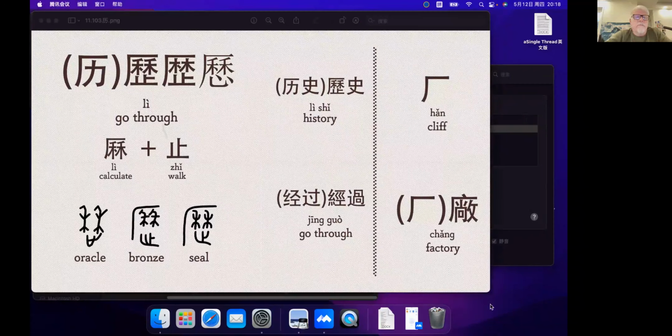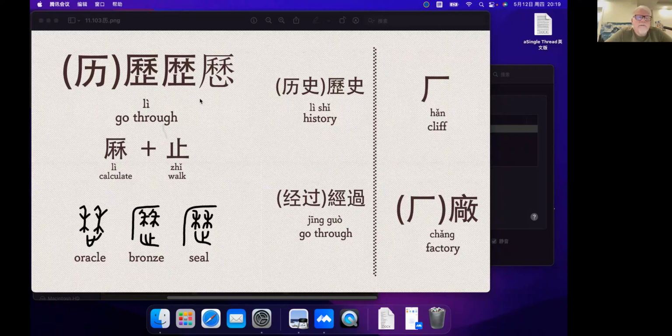So we use the characters that we just studied. Li means to calculate. It also means to harvest. And if we want to harvest, we walk through the fields and cut the grain.